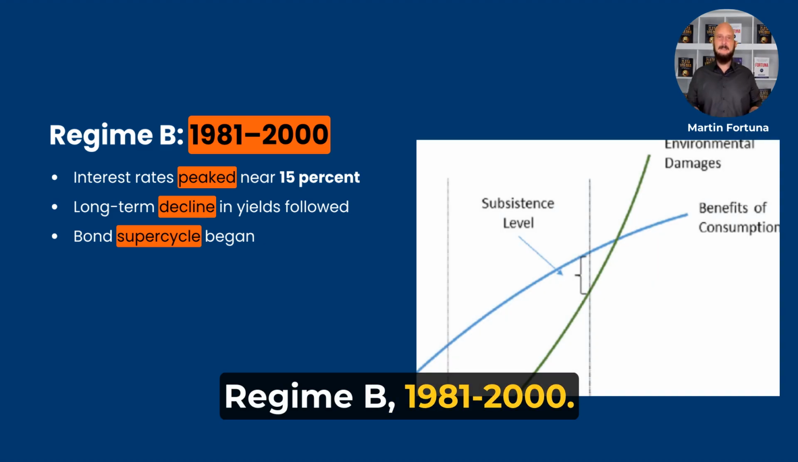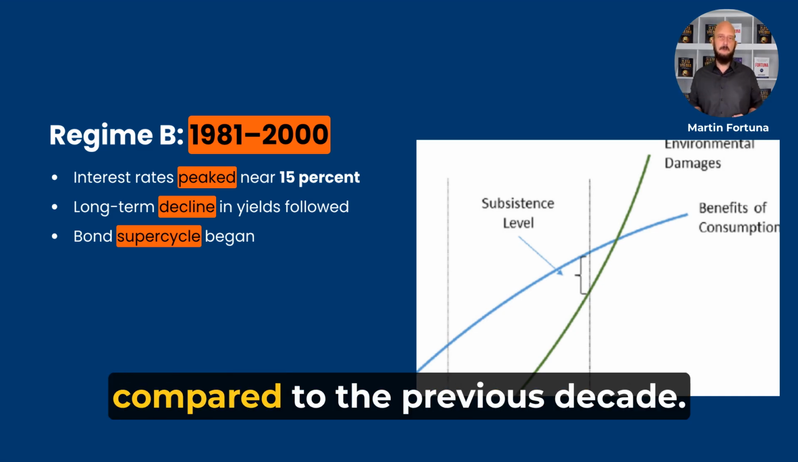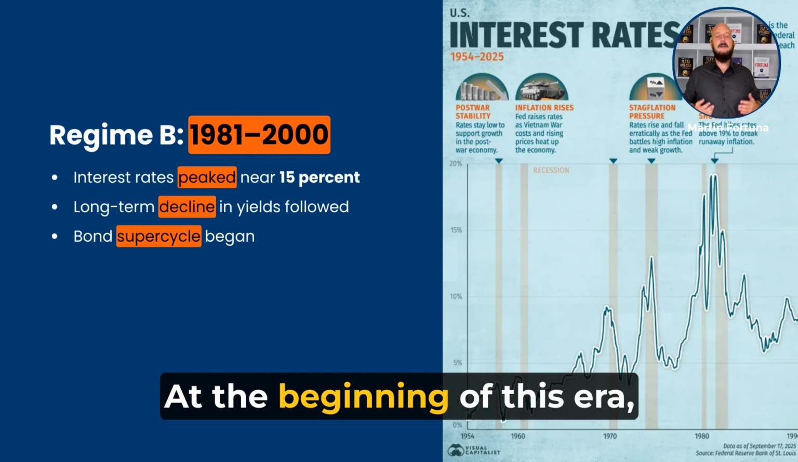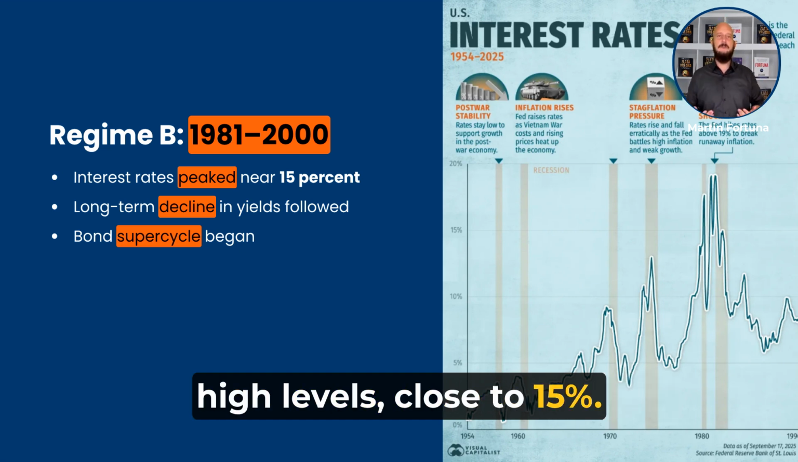Regime B, 1981-2000. The period from 1981 to 2000 represents a complete shift compared to the previous decade. At the beginning of this era, interest rates reached extremely high levels, close to 15%.